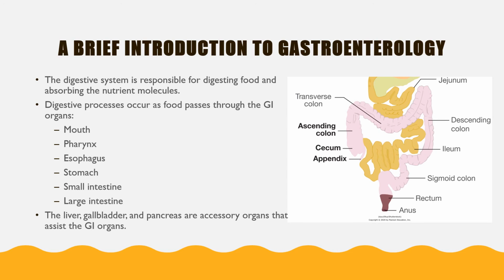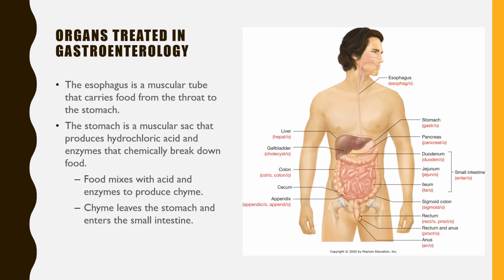The digestive system is responsible for digesting foods and absorbing the nutrients in the food. Digestive processes occur as food passes through the GI tract, and it goes from the mouth to the pharynx, esophagus, stomach, small intestine, large intestine. The liver, the gallbladder, and the pancreas are accessory organs that assist the GI organs. So let's learn about some of these GI organs.